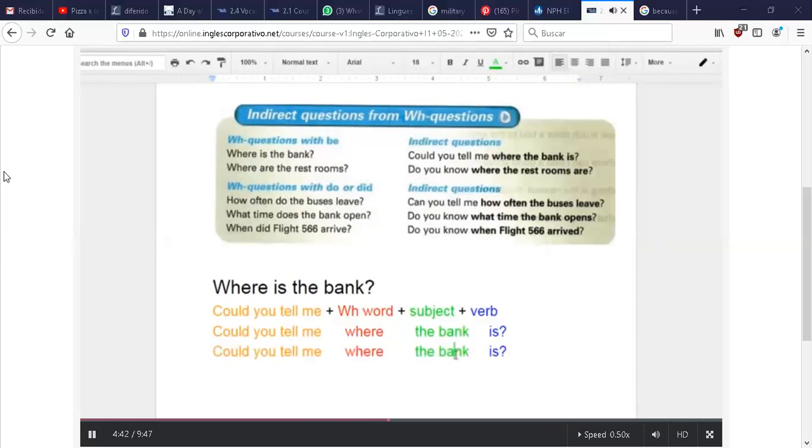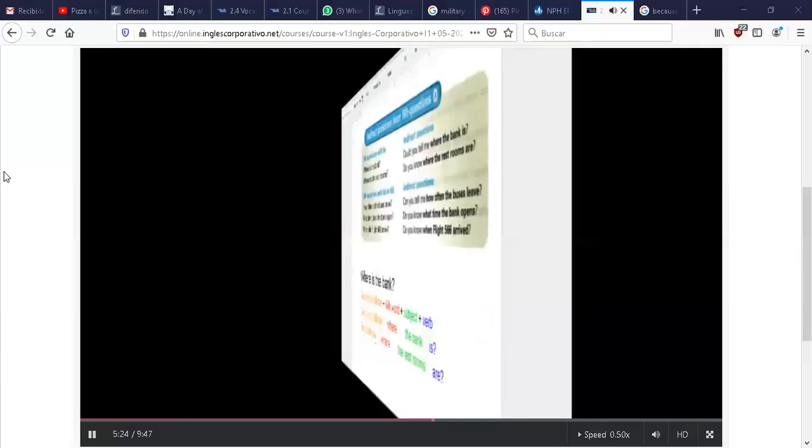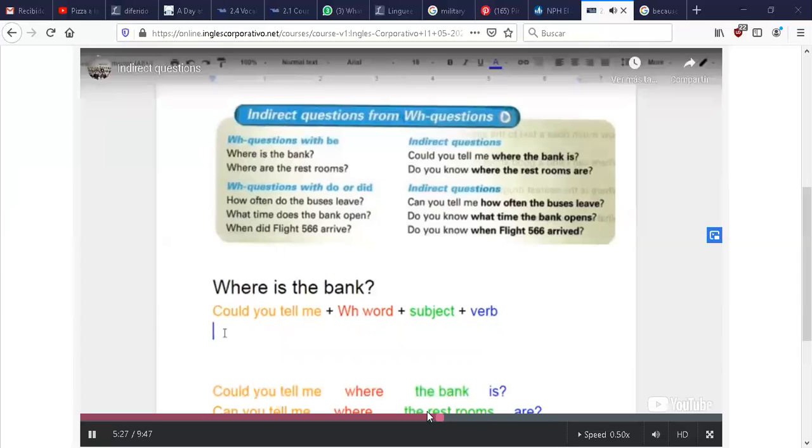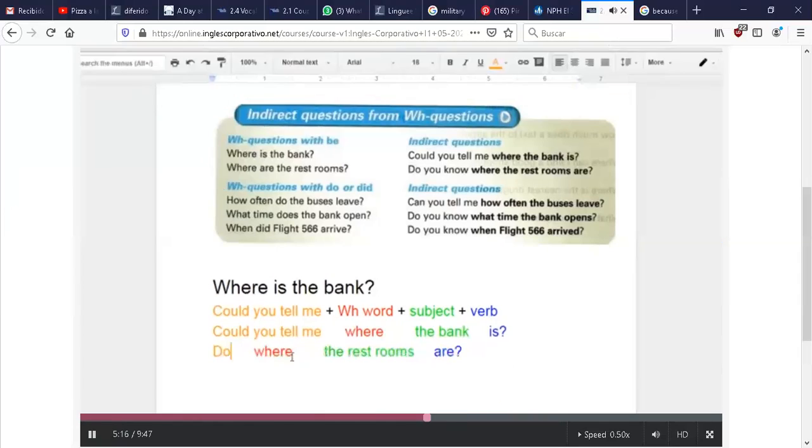The subject is what's going to change now. Instead of saying the bank, we're now going to say the restrooms. And then it's going to follow the verb. In this case, since restrooms are plural, we're going to use the verb to be are instead of the verb to be is. The phrase here could change, as I mentioned, just like we have it there on the book. Do you know where the restrooms are? Basically, we're going to follow the same pattern for the questions that you see towards the bottom, just like we have it there on the book.